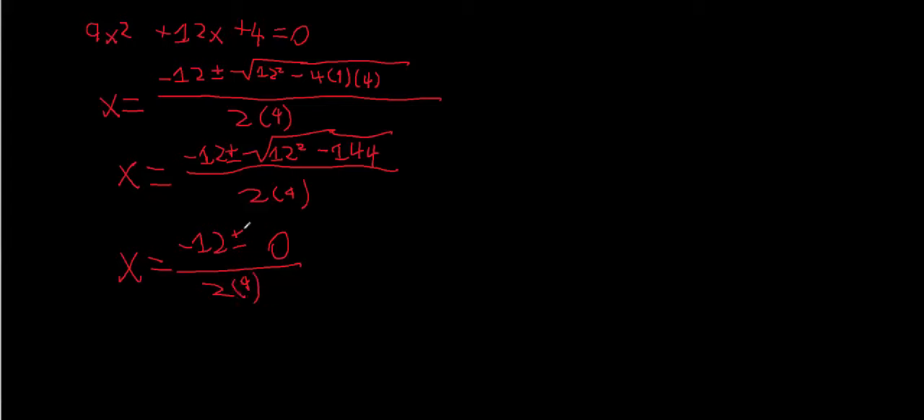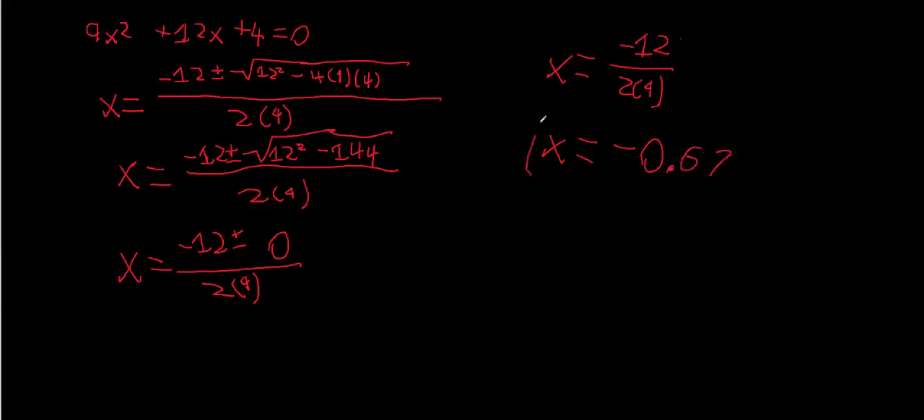And of course, it doesn't matter whether you're adding or subtracting 0, it's still negative 12. So our equation is really x equals negative 12 over 2 times 9. 2 times 9 is 18, so that would be negative 12 divided by 18, which gives you a point, a lot of 6s. 6 repeating. So that's basically 0.67. So that would be x equals negative 0.67 as your final answer for this problem.